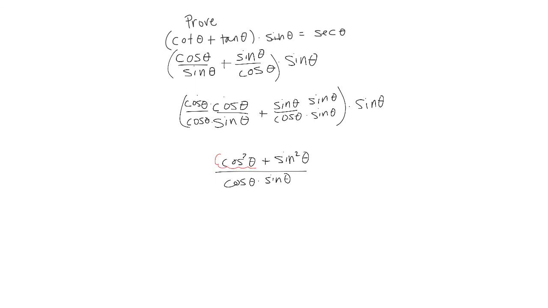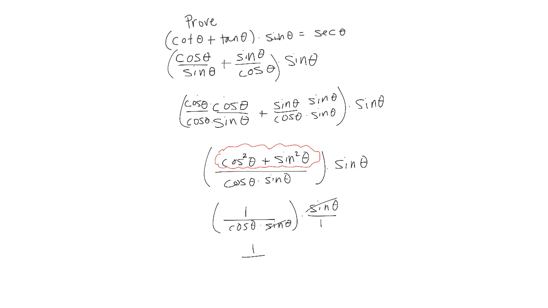And that is a trig identity: cosine squared plus sine squared is equal to 1. Oh, and I don't want to forget that that's still multiplied by sine. So I replaced cosine squared plus sine squared with 1, and I still have that same denominator, cosine times sine. Now my sine, I'm just going to write as sine theta over 1, because then you can see that I'm multiplying fractions, and my sines will cancel, and I have 1 over cosine, which is equal to secant, and that is what I wanted.